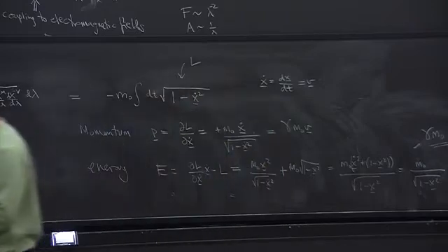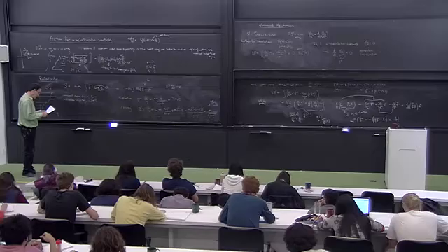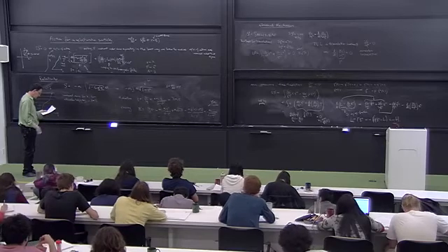So the momentum is gamma m naught v, and the energy is just gamma m naught.